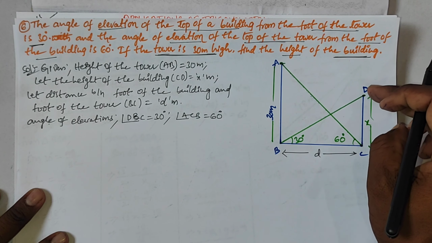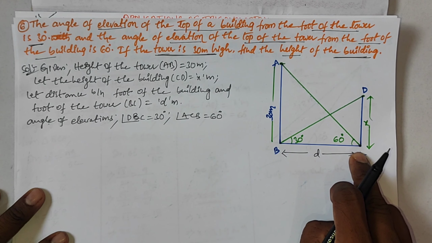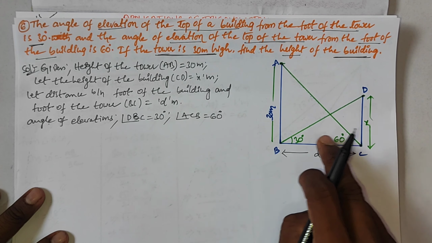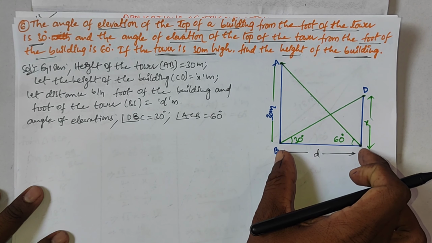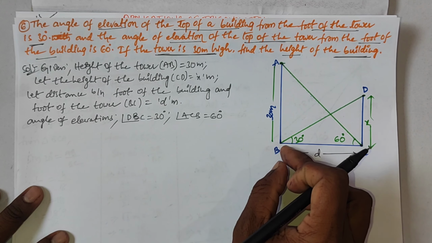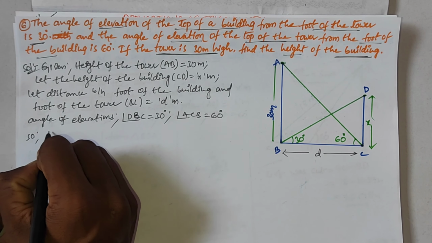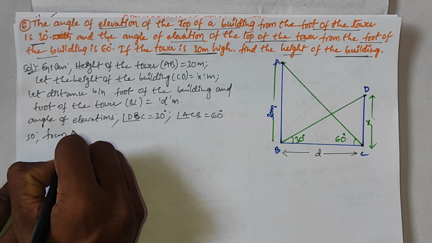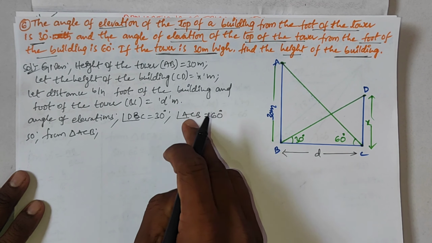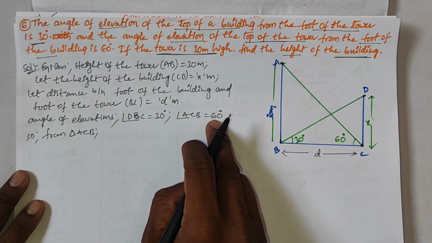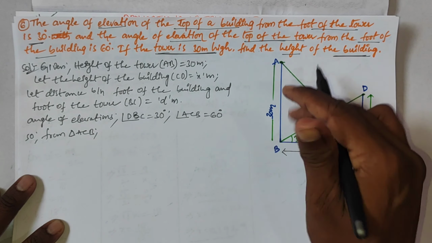So the top of the building from the foot of the tower, and the top of the tower from the foot of the building, are given as 60 degrees and 30 degrees respectively, right? First we'll find the distance between the foot of the tower and the foot of the building. From triangle ACB, with respect to angle ACB, which is 60 degrees, right?